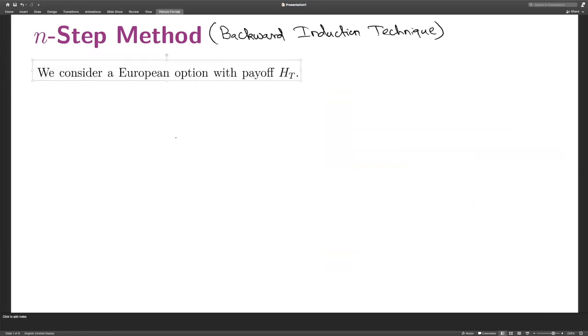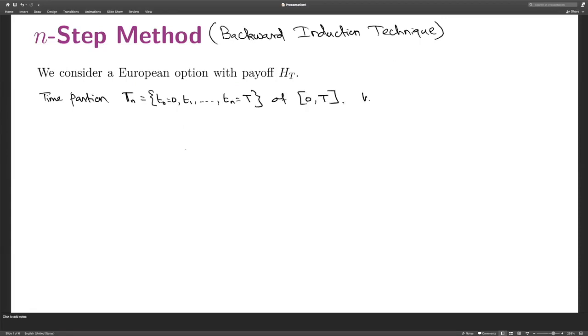Consider a European option with payoff Ht, and let's consider the time discretization T_n, where T_0 is equal to 0, T_1 up to T_n, which is equal to capital T, of the option period 0 to capital T. We always use the notation Hn instead of Ht in order to have a clear notation for every time step.